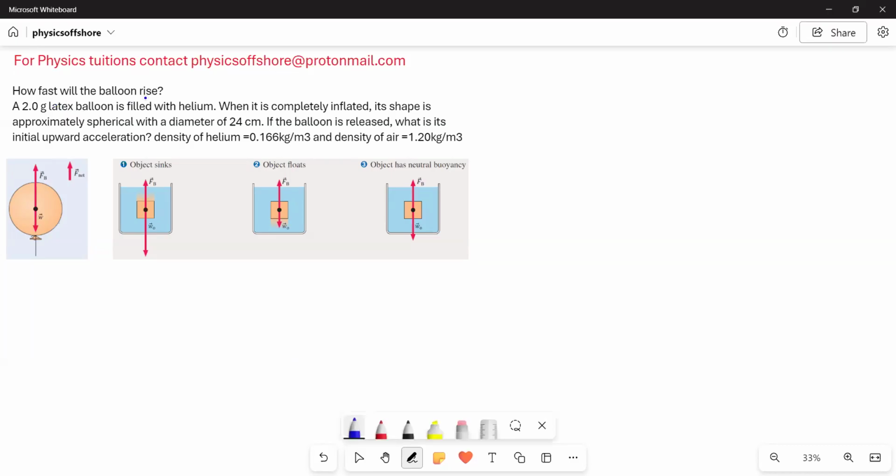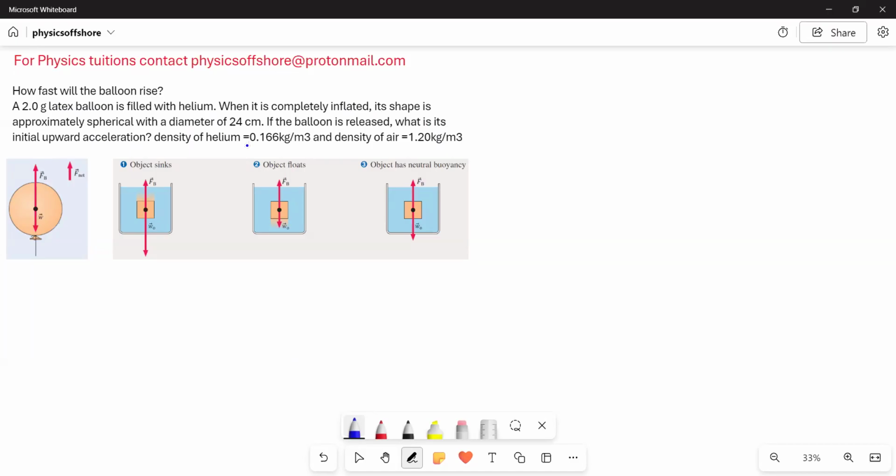How fast will the balloon rise? A 2-gram latex balloon is filled with helium. When it is completely inflated, its shape is approximately spherical with a diameter of 24 centimeters. If the balloon is released, what is its initial upward acceleration?